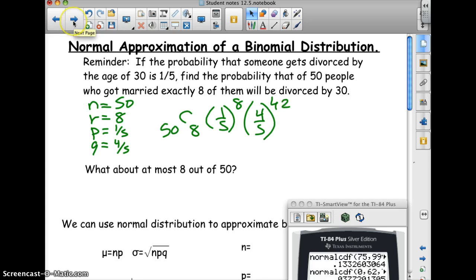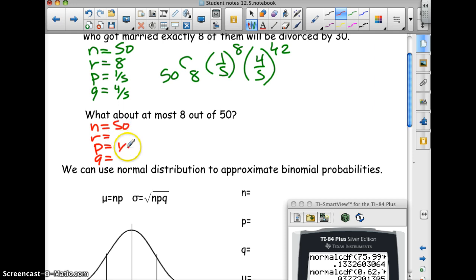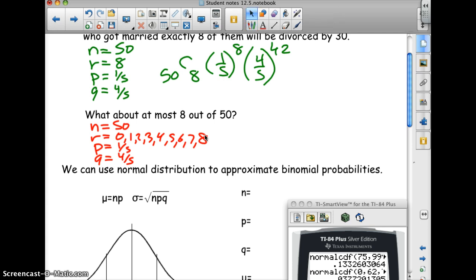Now if I wanted to do at most 8 out of 50, I can do it, but I have to do it for r equals, and nCrPQ. It's going to stay the same. The n is 50, the P is 1/5, and this is 4/5. But then you'd have to do 0, 1, 2, 3, 4, 5, 6, 7, and 8. So that's quite a bit of work to do there.